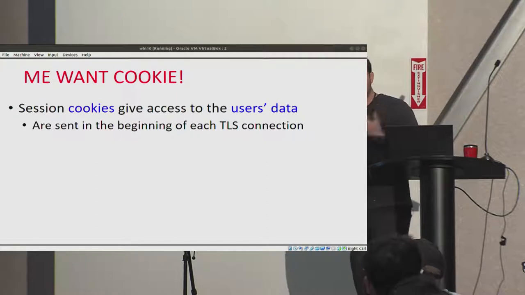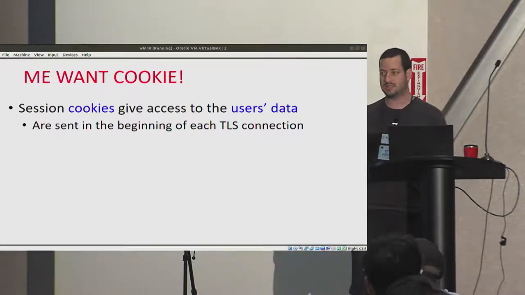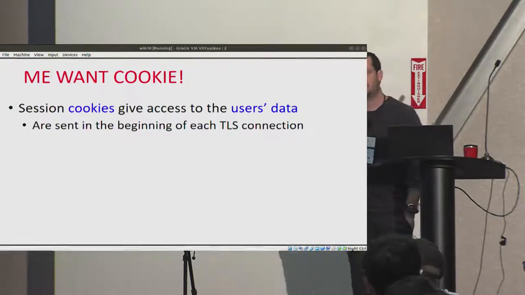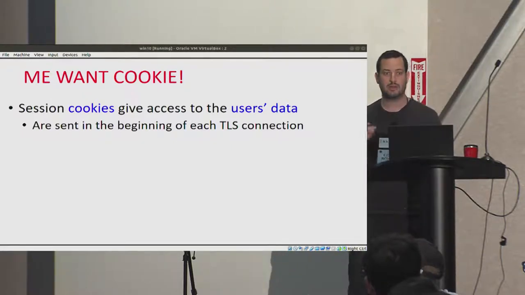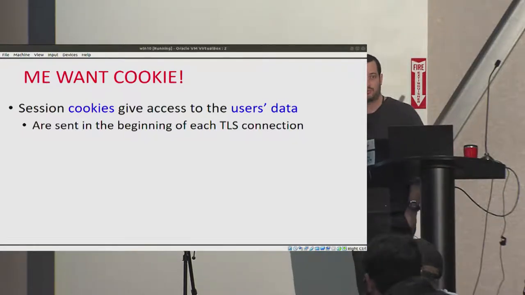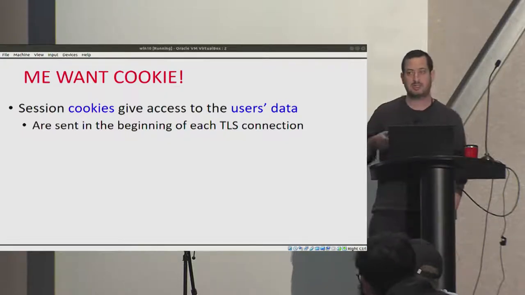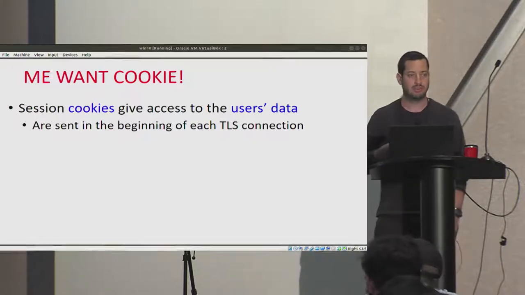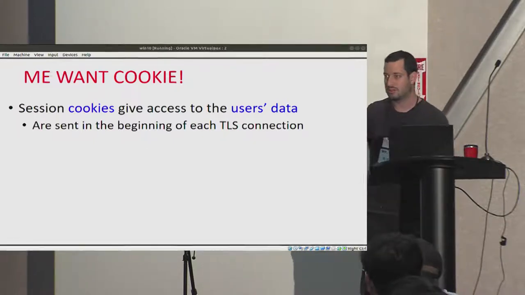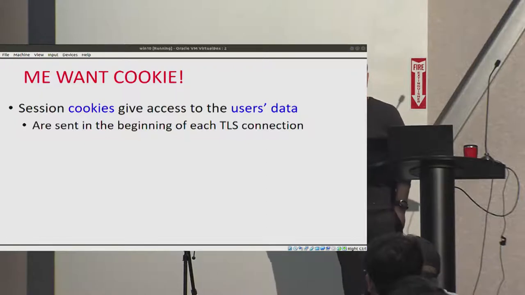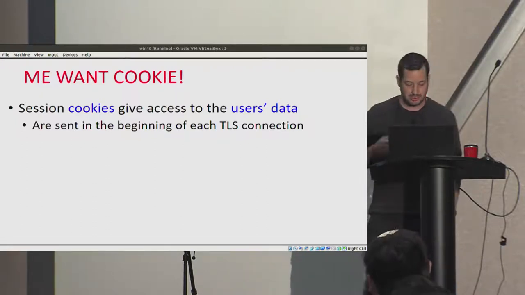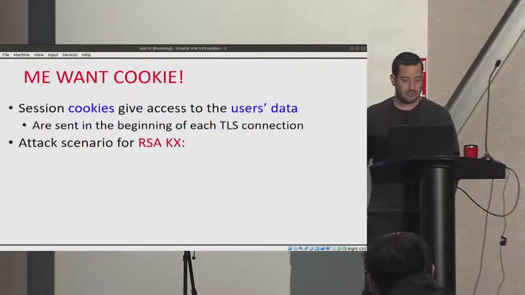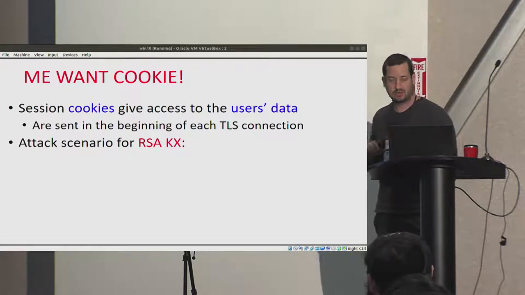And the reason we want to get cookies is because this is a very efficient way to get the user's data. The session cookie is what enables us to connect to a web server without re-inputting the password in each connection, so it's very comfortable for the user. And if you got a session cookie, then you can get access to the web server, and then you can download all of the victim's emails or information. You don't really need to try to decrypt each and every TLS communication that the client makes. And those cookies are sent in the beginning of each TLS connection.